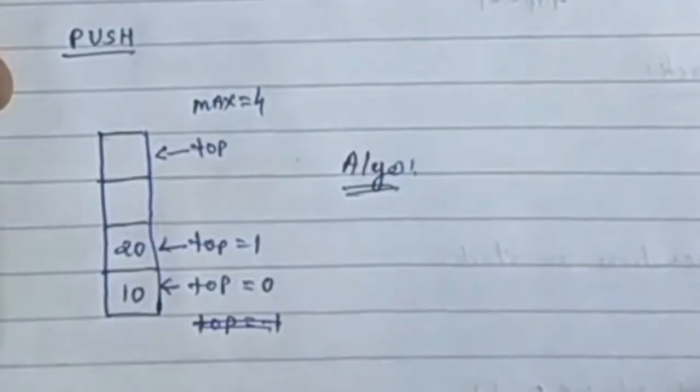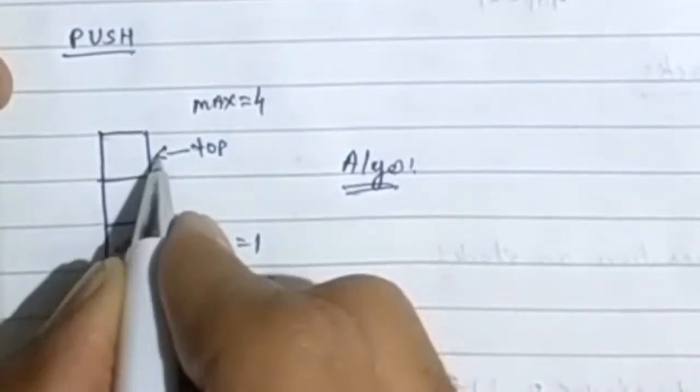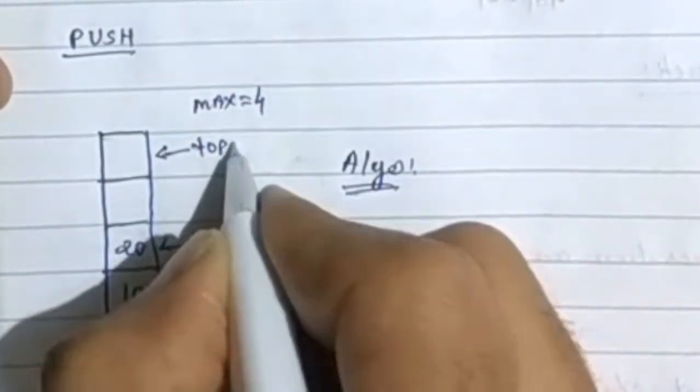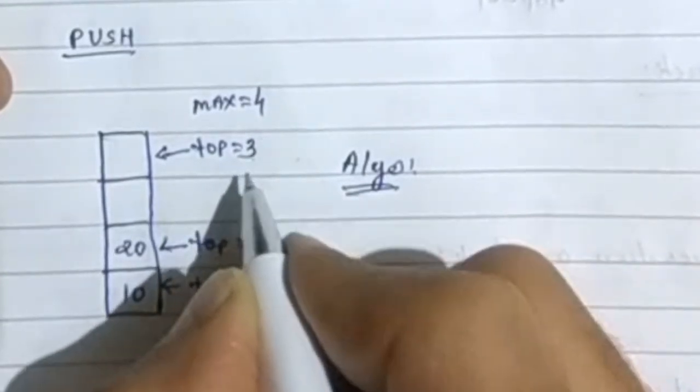What will be the value of top when this stack is full? At that time you can see 0, 1, 2 and 3 here. Once it is 3, that means max minus 1. So if you reach over here, that means the value of the top is 3, at that time your stack is full. So you cannot add more elements into the stack.